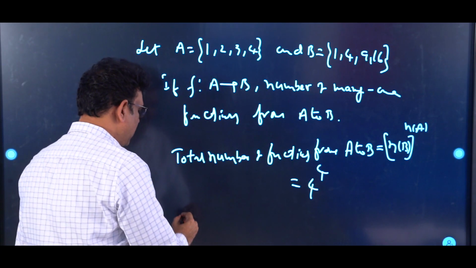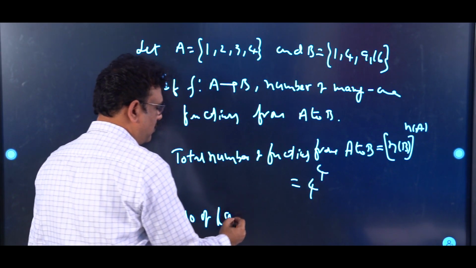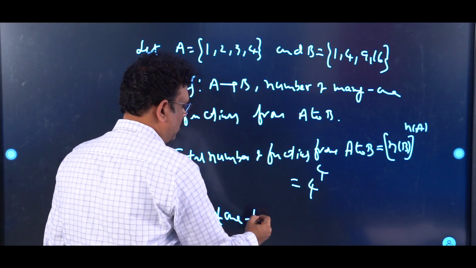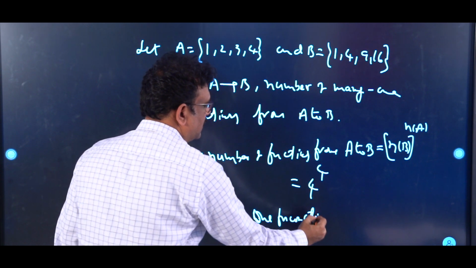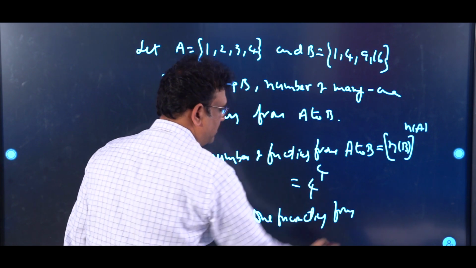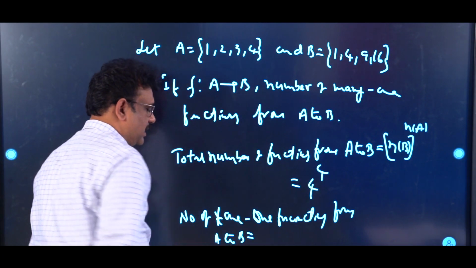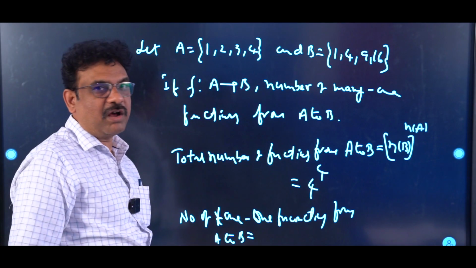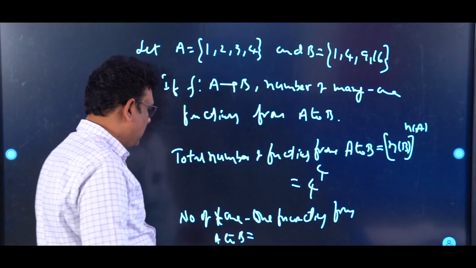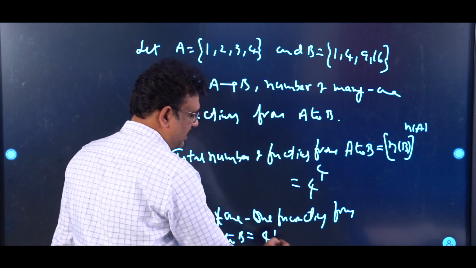So the number of one-one functions from A to B: here the number of elements in A is equal to the number of elements in B. Therefore the number of one-one functions from A to B is equal to n factorial, that is equal to 4 factorial.